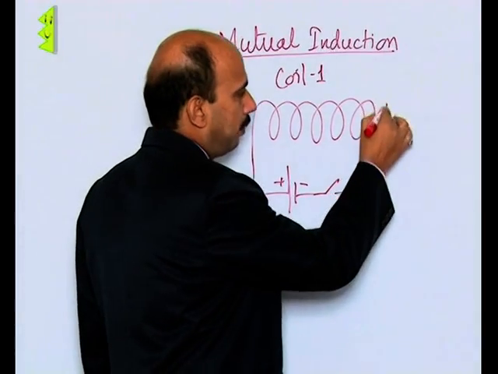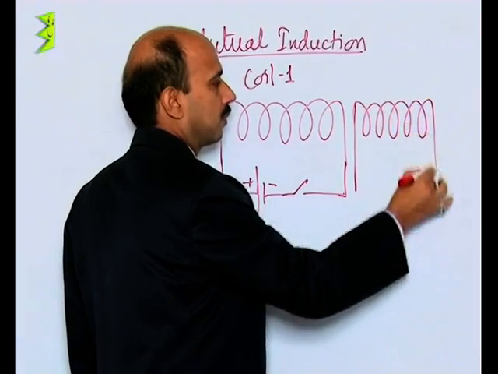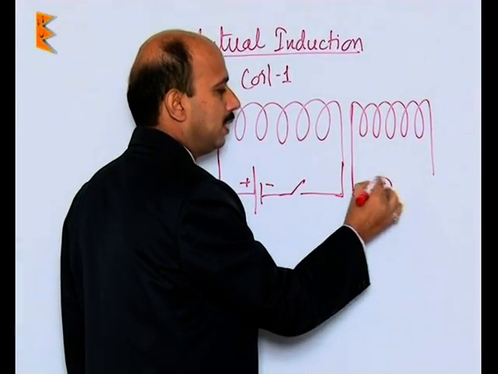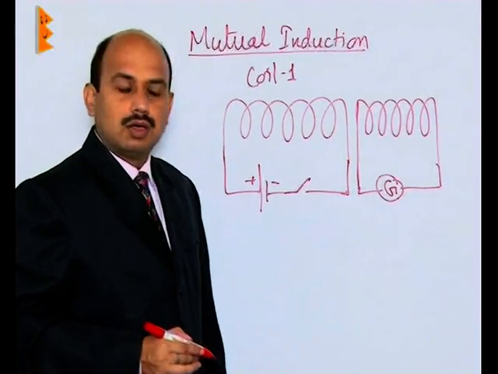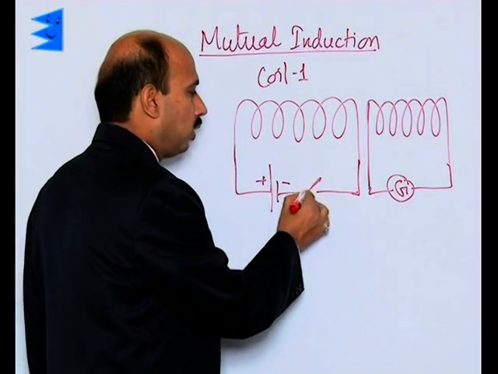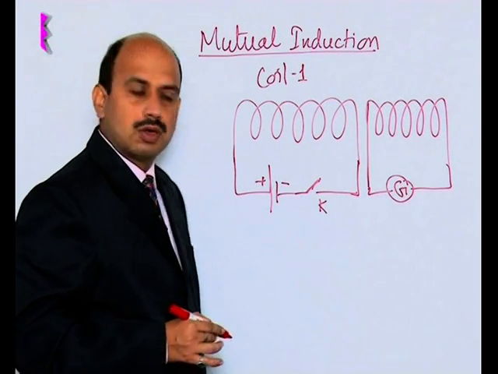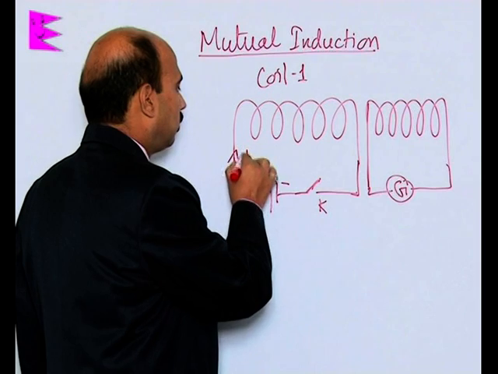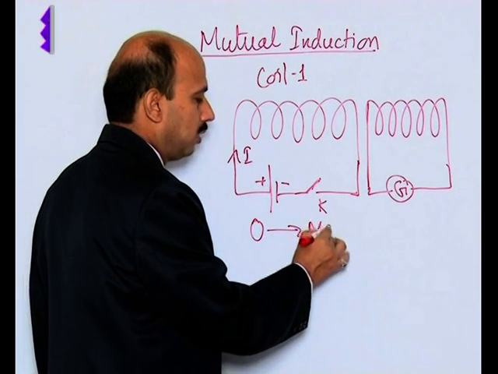There is another coil placed over here, and here a galvanometer is connected with the help of this coil. Now, as you switch on, that is, the switch K is closed, current starts flowing through this coil and the value of current increases from 0 to maximum value.